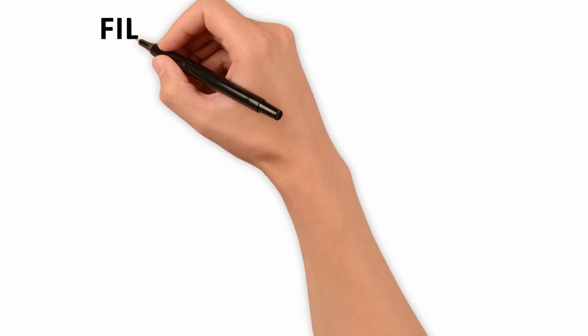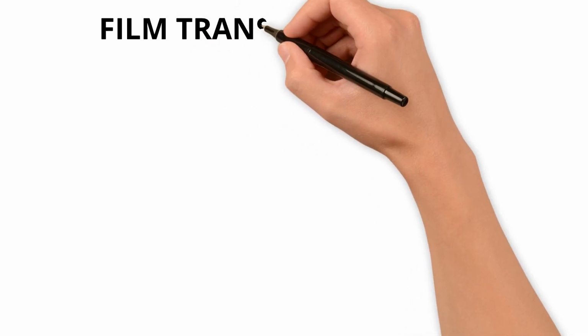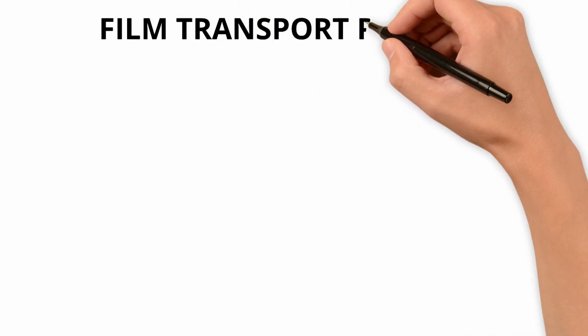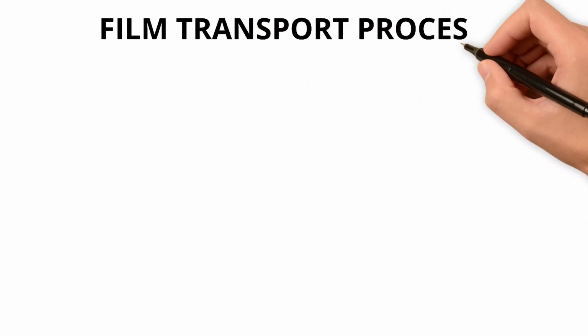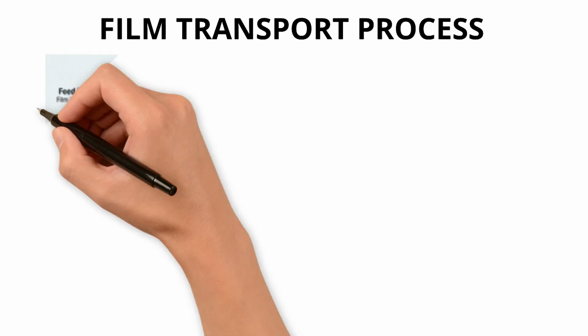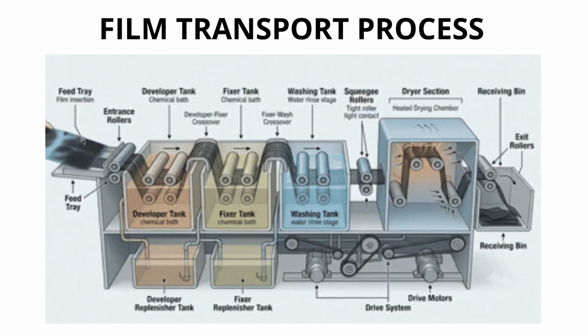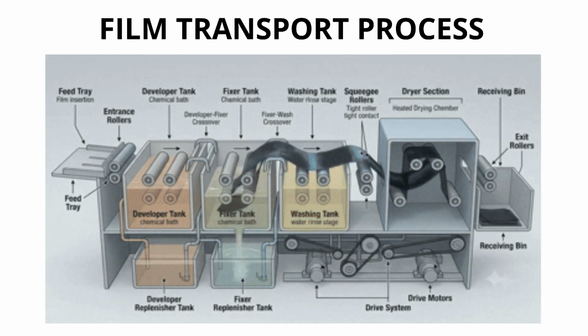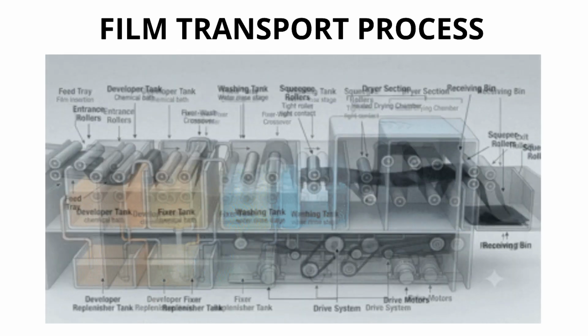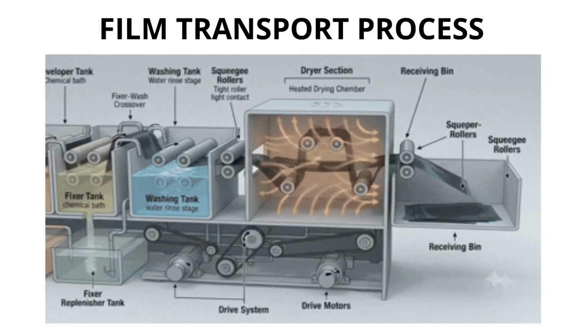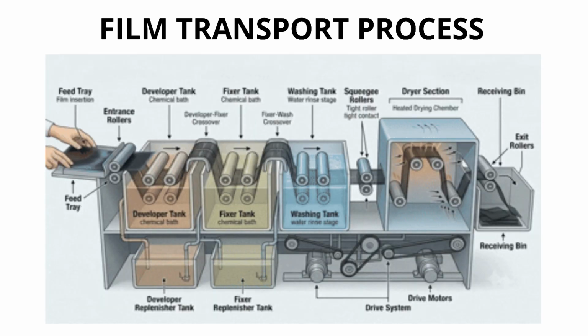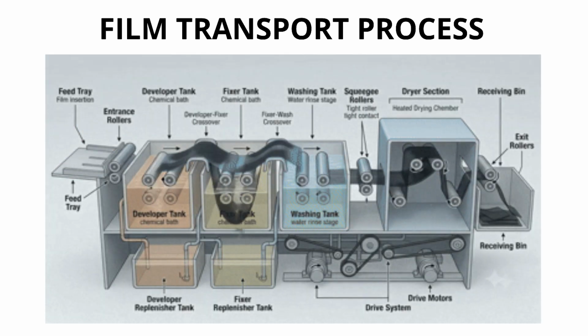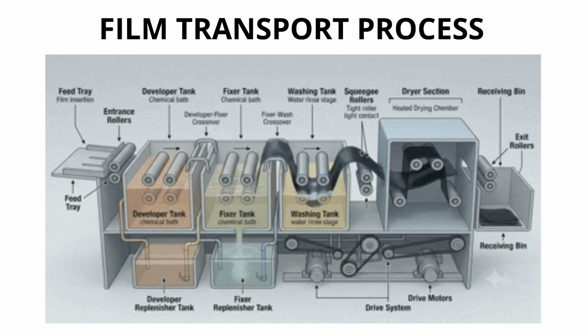Now that we've explored the transport system and its components, let's quickly summarize how an X-ray film moves through an automatic film processor. The process begins when the exposed film is placed on the input tray. The entry rollers pull it into the processor and transport it through the developer, fixer, wash, and drying sections. Once processing is complete, the film exits through the output tray, fully developed, dry, and ready for viewing.